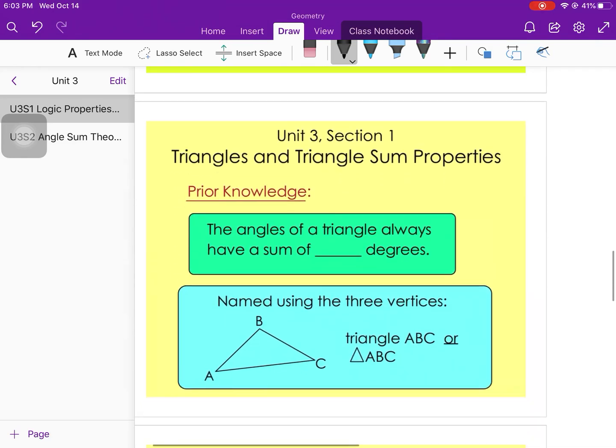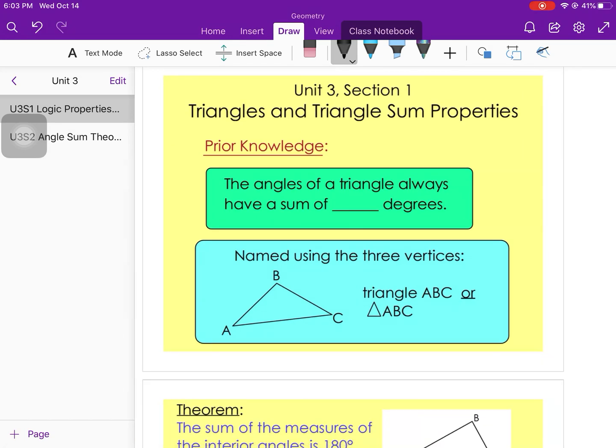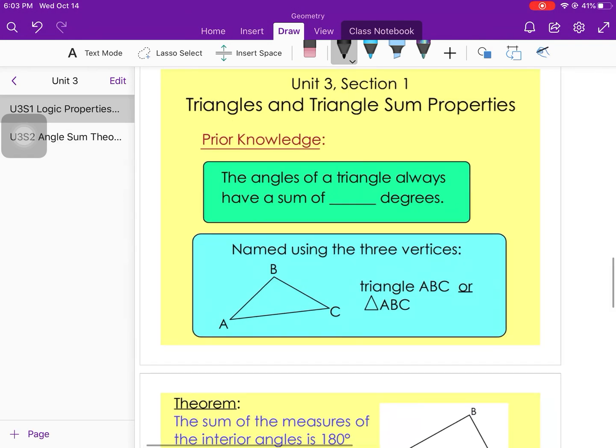All right, so that's a little background knowledge on just some of those properties. We'll go over those later on. But now we're actually getting into the triangle part. So the first part is pretty straightforward. Triangles and triangle sum properties. So this is something you probably already know, but it's very important. And if you learn anything from me this year, I hope this is it.